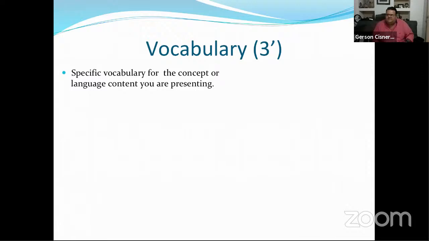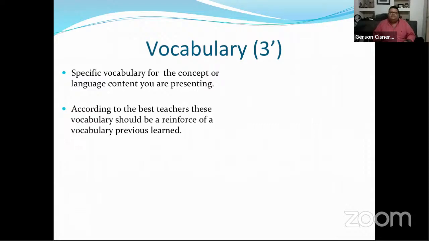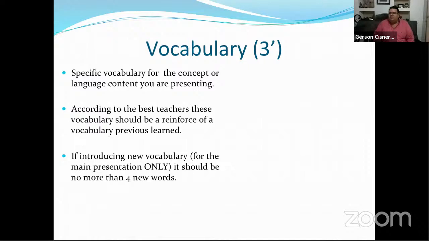So, you're going to give them vocabulary specific for the task that you're having, right? According to the best teachers, this vocabulary should be a reinforcement of vocabulary previously learned. It shouldn't be more than four new words. This makes sense. Cuando es mucho, cuando son más de siete, your brain doesn't register. They say it's too much. If it's less than four, your brain doesn't register either. They think that is so little that it's not important. So four, five, it's the average.